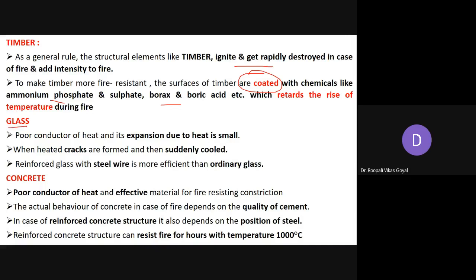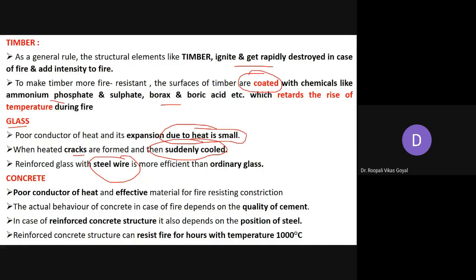Next is glass. So this is also widely used. It is also a poor conductor of heat, and its expansion due to heat is also small, but when it gets heated, cracks will be formed, and especially when it is suddenly cooled down. So generally, instead of normal or ordinary glass, you can use reinforced glass with steel wire. So that may have better fire resistance as compared to normal glass.